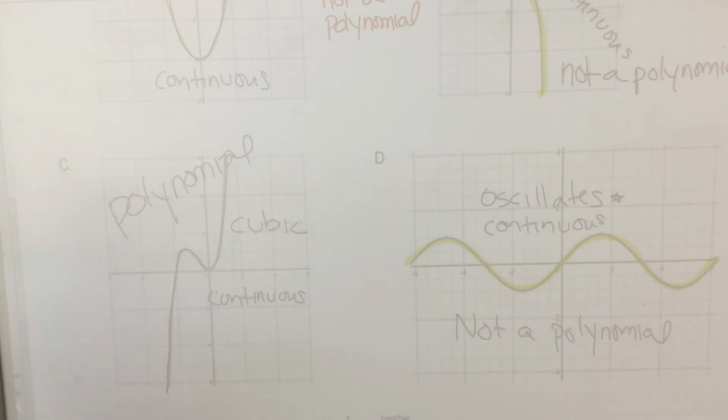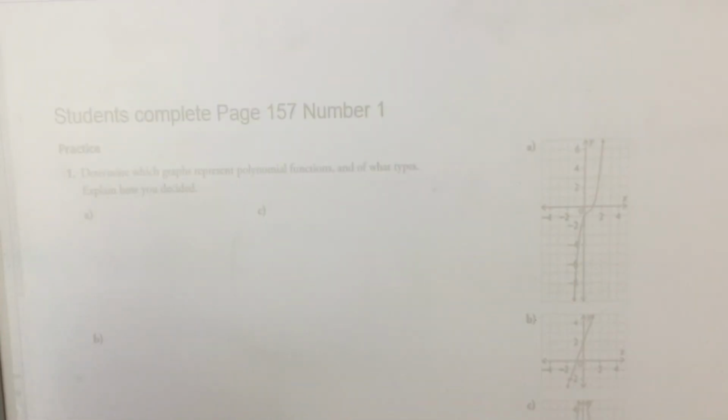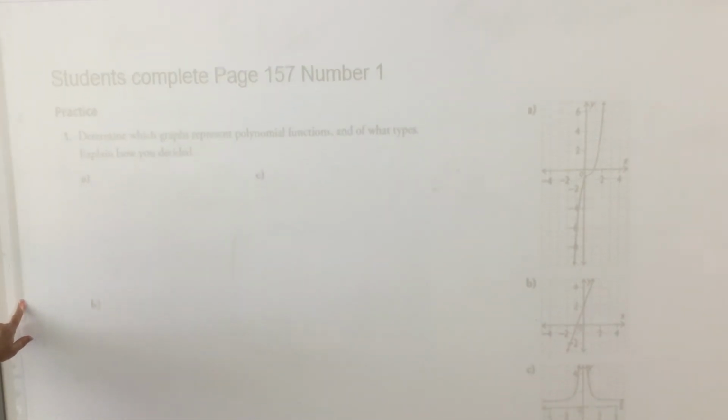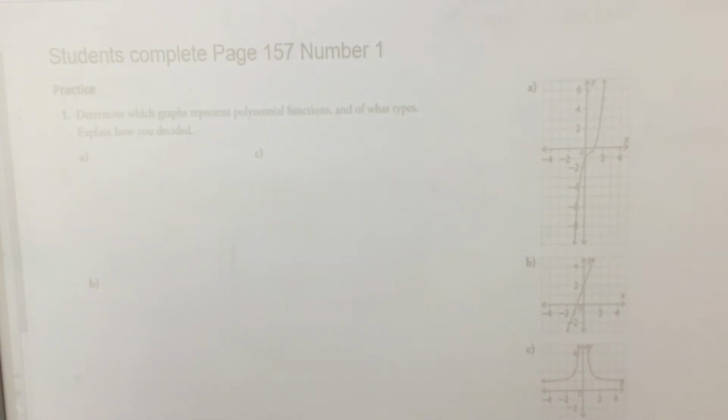Okay, so what we want to do now is try some problems in the book real quick. On page 157, there's number 1 that has 3 graphs on it, and it says determine which graphs represent polynomial functions and of what types. So now start to see if you can put a name to it. If it's a polynomial, what type is it? Linear, quadratic, or cubic? So I'll pause here, let you do those. I'll come back, put a name to them, and then we'll practice in our calculators.